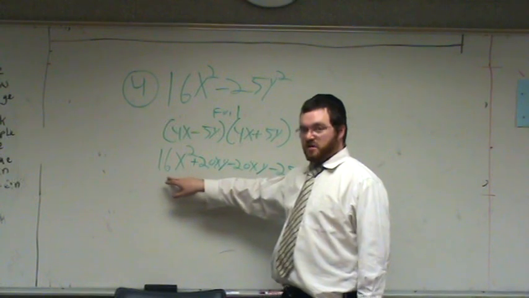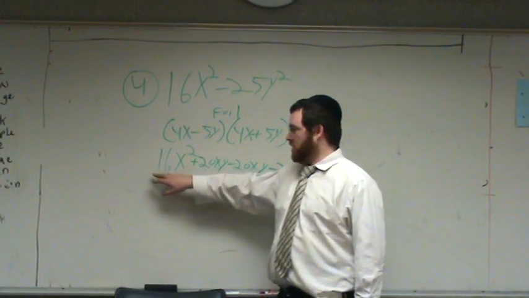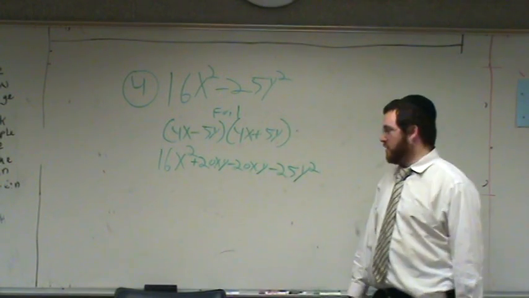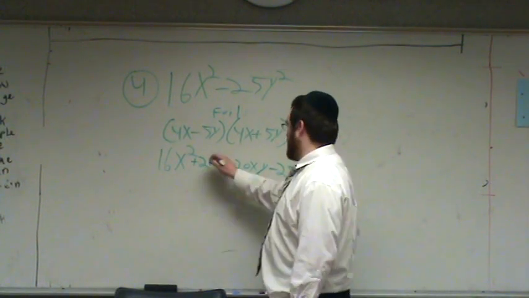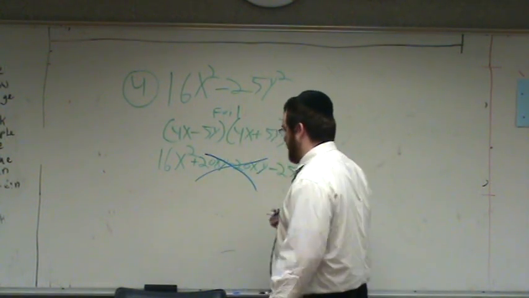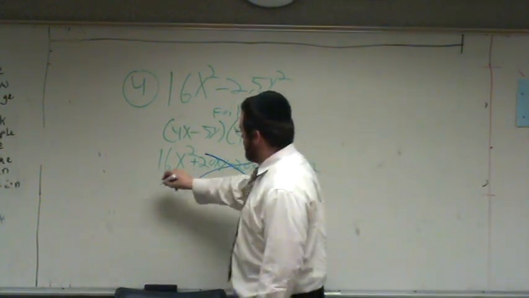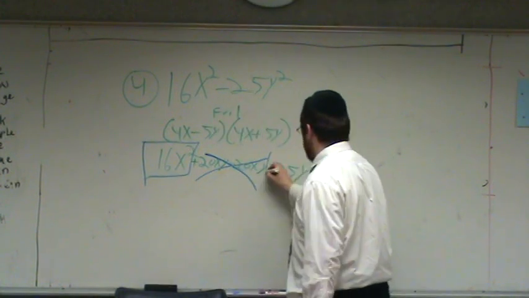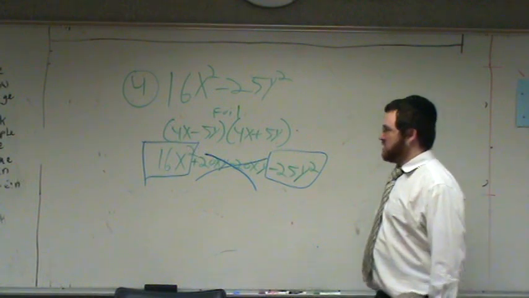So from this answer, when you use FOIL, you get 16x squared plus 20xy minus 20xy. So the two 20xy's cancel themselves out, because you have 20xy and you owe 20xy. So you're only left with 16x squared and negative 25y squared, which is the correct answer.